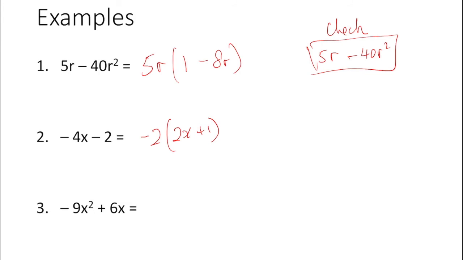What about the next one? Let's try. This time, 9 can be divided by 3. 6 can also be divided by 3. And both of them have an x. So, therefore, we can take 3x out. Now, here there is a minus 9x squared. If we multiply 3x by minus 3x, we have minus 9x squared. And we need to multiply 3x by 2 to get 6x. So bingo. That is the factorized form of this expression.